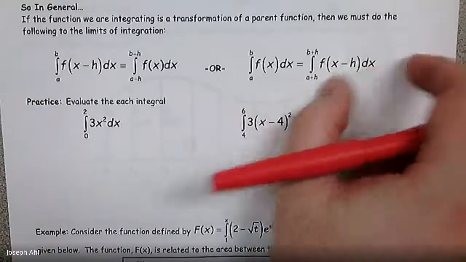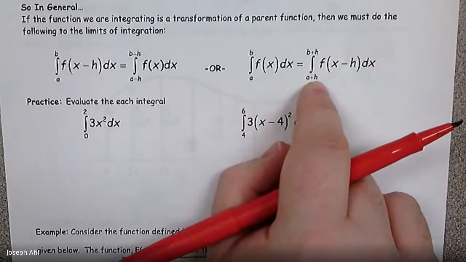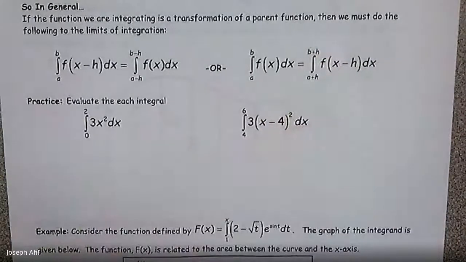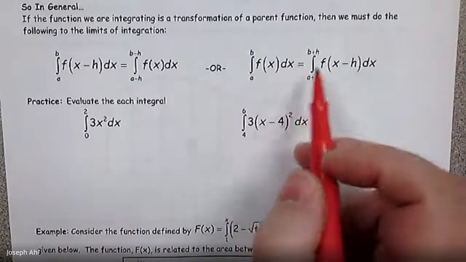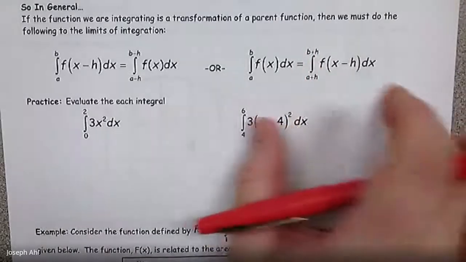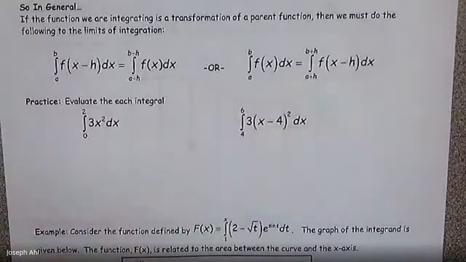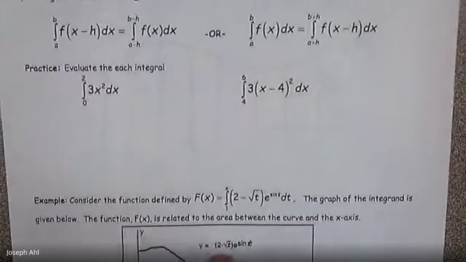So because of that shift 2 to the right, we have to add on that value of 2 to both bounds. So just make sure you're kind of careful about that notation there. But hopefully that concept of horizontal translations makes sense. So here's a quick practice with that.